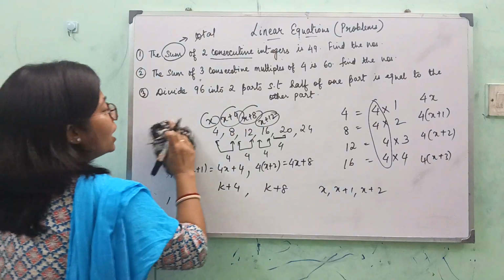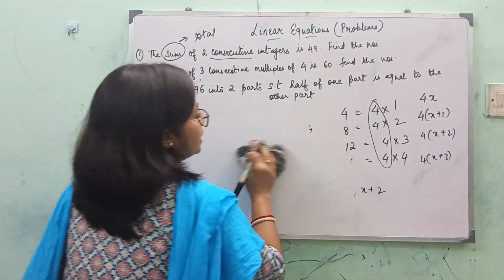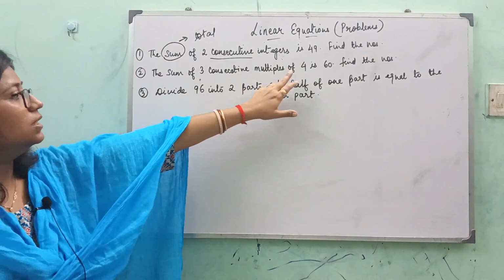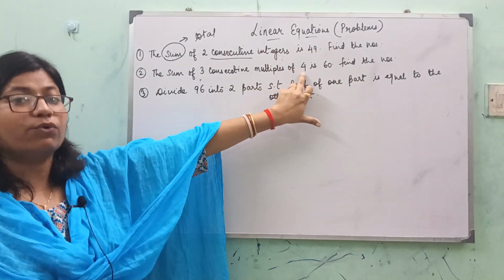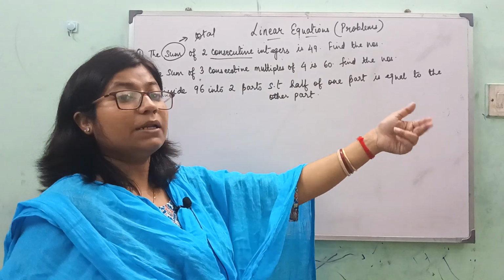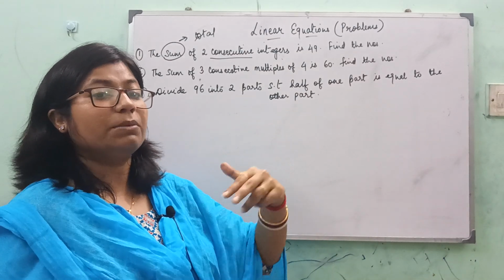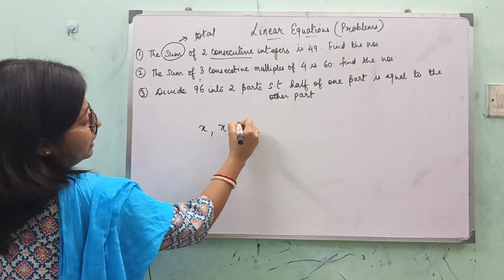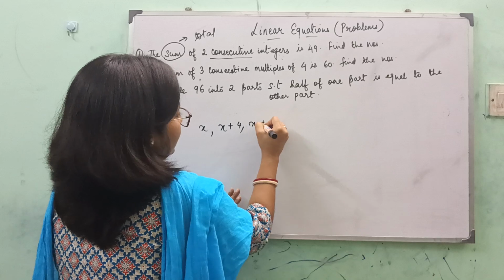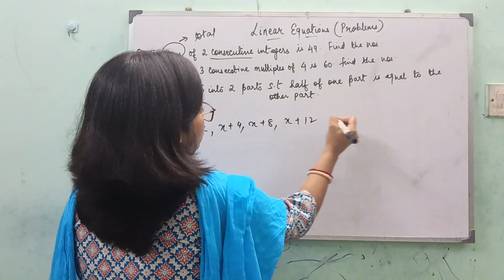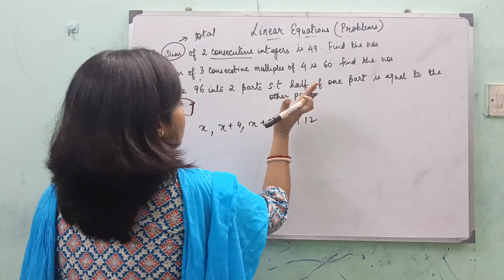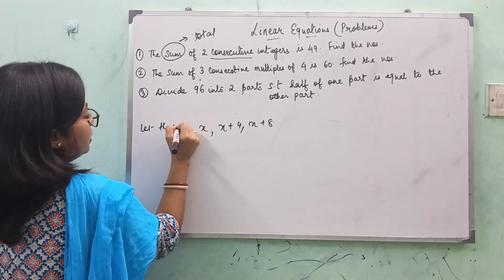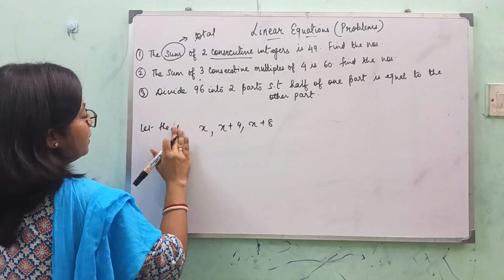So whenever you are asked for multiples of a given number, what are you going to do? Just see this: multiples of 4 means the numbers will increment by 4. The numbers differ from each other by 4. So you can take the first number as x, the second number as x plus 4 and keep increasing by 4: x plus 8, x plus 12 and so on. So here I need 3 numbers. So let the 3 consecutive multiples of 4 be x, x plus 4, x plus 8.